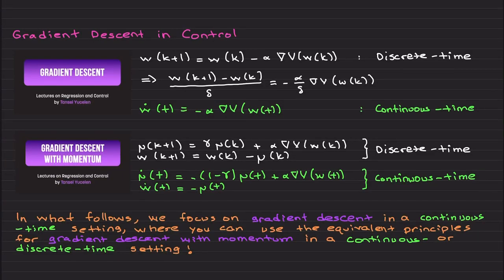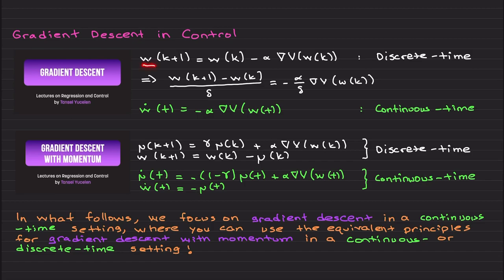Welcome back. I'm going to talk about how we can use gradient descent in control. When we deal with control systems, it is more convenient to work in a continuous time setting. However, in the previous videos with regard to gradient descent and gradient descent with momentum, we worked on these discrete time forms. So let's see how we can transform these forms to continuous time.